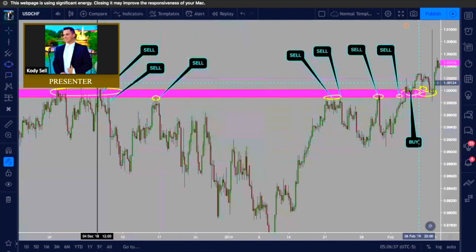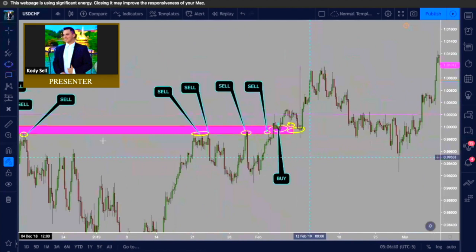And then on this buy trade over here, this buy trade right here, and then of course, what did you do right here?